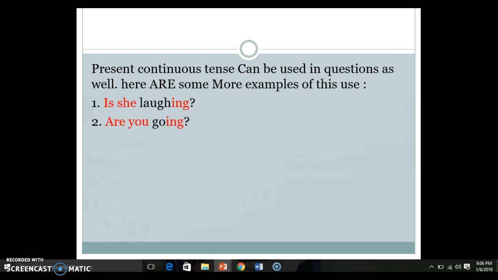Next, present continuous tense can be used in question as well. Here are some more examples of this use. Is it raining? Are you going? This is specific for a question. This is subject, this is to be, this is subject, and this is verb 1ing. Don't forget to use ing.